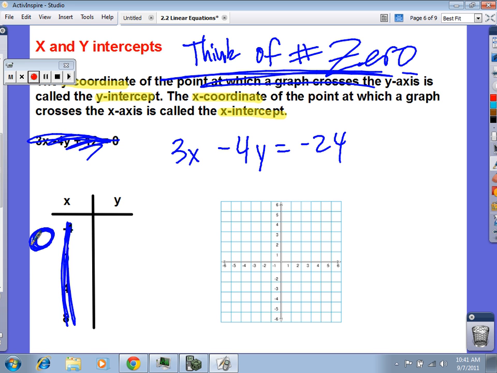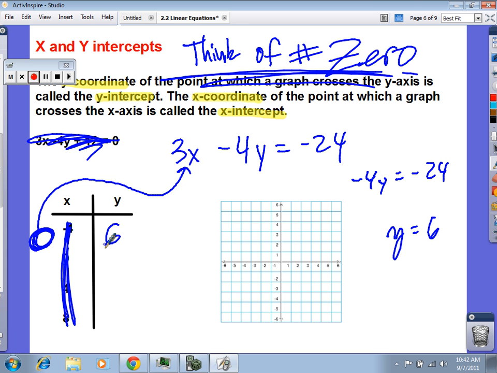If you choose 0 for x, plug it in. What is 3 times 0? So you got a negative 4y equals a negative 24. Can you solve for y? Divide by negative 4, divide by negative 4. What does y equal? Okay, y is 6. So when x is 0, y is 6.